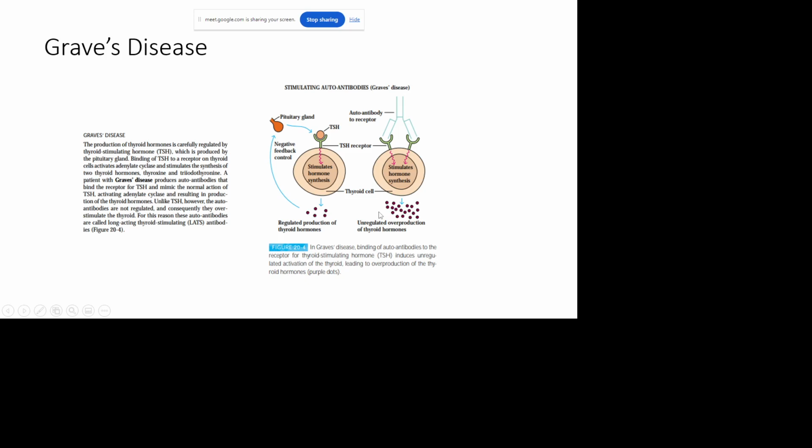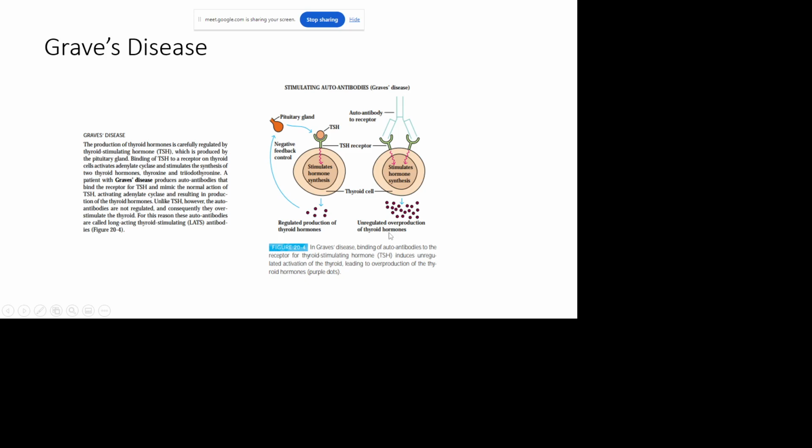Now, as this interaction is not regulated, it will give rise to unregulated overproduction of the thyroid hormones. Why? Because normally these hormones control the pituitary gland, so they can regulate the TSH hormone secretion. But here there is no role of TSH hormone, so that's why this regulation is not working. Whenever this antibody binds to this receptor, it produces the thyroid hormone. So that's why it is unregulated overproduction of the thyroid hormone, right? So that will give rise to stimulating autoantibodies, which is Graves' disease.